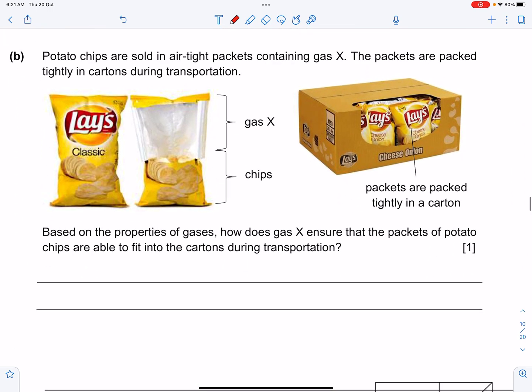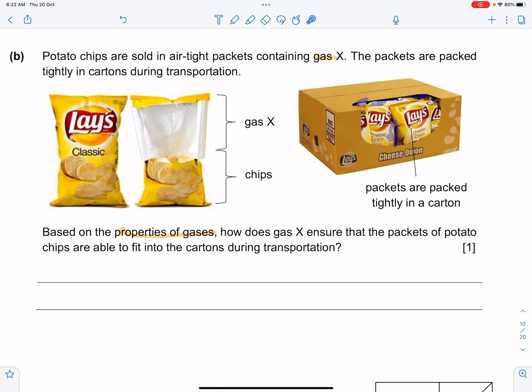Now, this one, potato chips are sold in airtight packets containing gas X. The packets are packed tightly in cartons during transportation. Based on the properties of gases, how does X ensure that the packets of potato chips are able to fit in the cartons during transportation? Now, think about it. What is so special about your gas? It can be compressed, that's one, okay? And another thing is that it doesn't have a definite shape, right? So you think about it, no definite shape means you can squeeze a little bit, right? When you think about it, there's some empty spaces here and here and here and here and here.